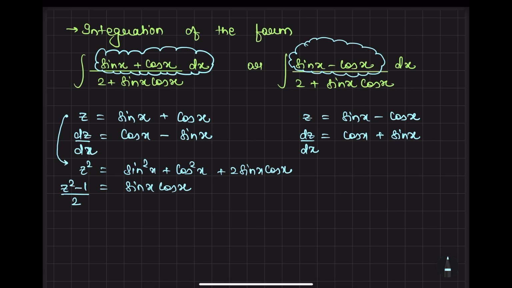Same way you will do it here, squaring both sides. You will be having sin square x plus cos square x minus 2 sin x cos x. You have to create 2 sin x cos x, so you will send this thing that side. So it is 1 minus z square by 2, which is sin x cos x. So you have to think a lot while solving these kind of questions.